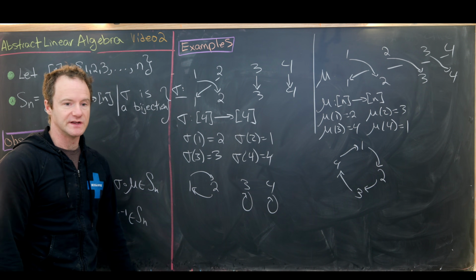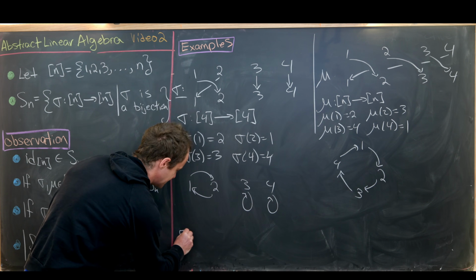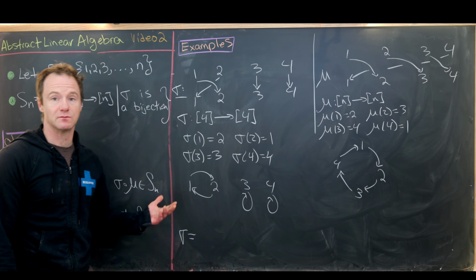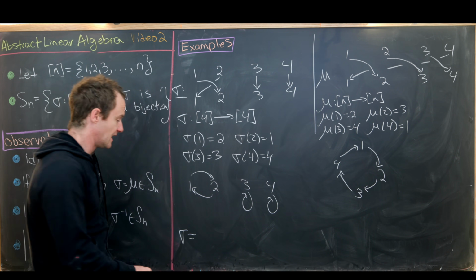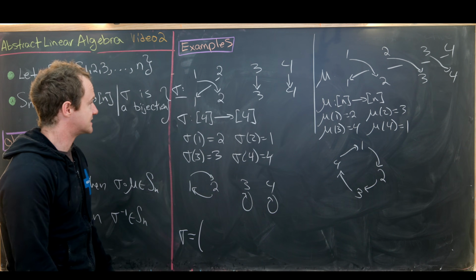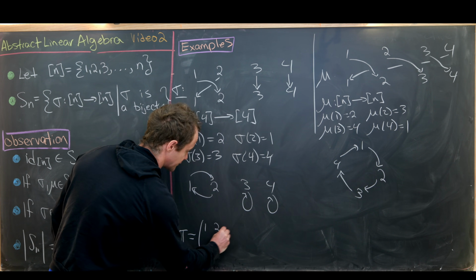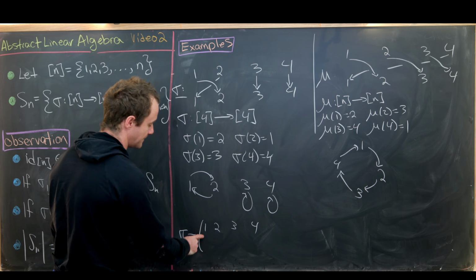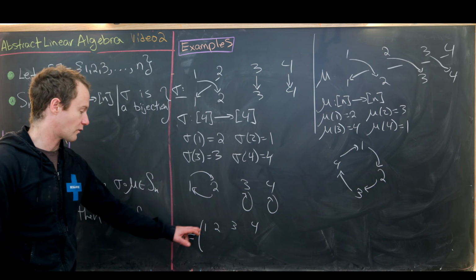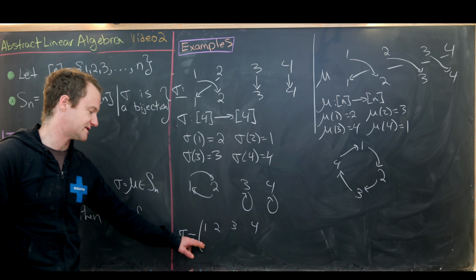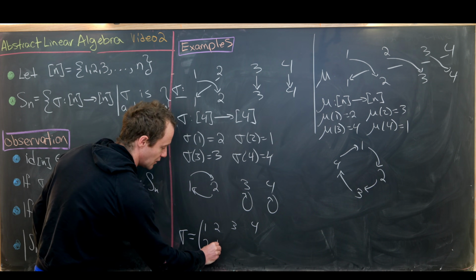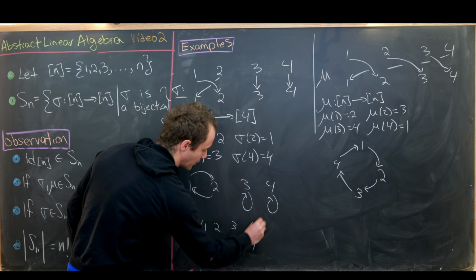One more way to do it is with an array. This is maybe one of the first more standard ways of writing it, and that would be sigma is defined, well, first of all, in the first row, we just put 1, 2, 3, 4. And then in the second row, right under 1, we put where 1 is sent. So this would be 2, 1, 3, 4.